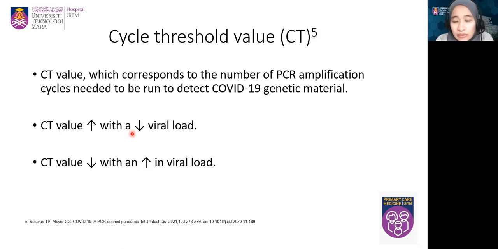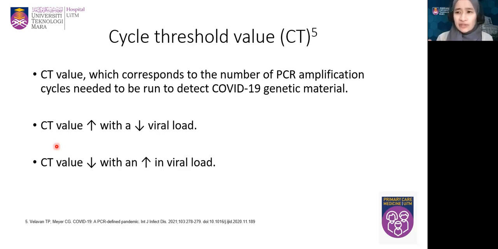Now, not going too deep into the CT value, but you will notice that there is a CT value in the RT-PCR results. What is CT value? CT value refers to cycle threshold. It corresponds to the number of PCR amplification cycles needed to finally detect SARS-CoV-2 genetic material. When a sample is taken, if they can't detect the genetic material in the first cycle, they proceed to the second, third, fourth, fifth. The more cycles you need to run to detect the virus, the smaller the viral load. They have to amplify it many times to detect something very small.